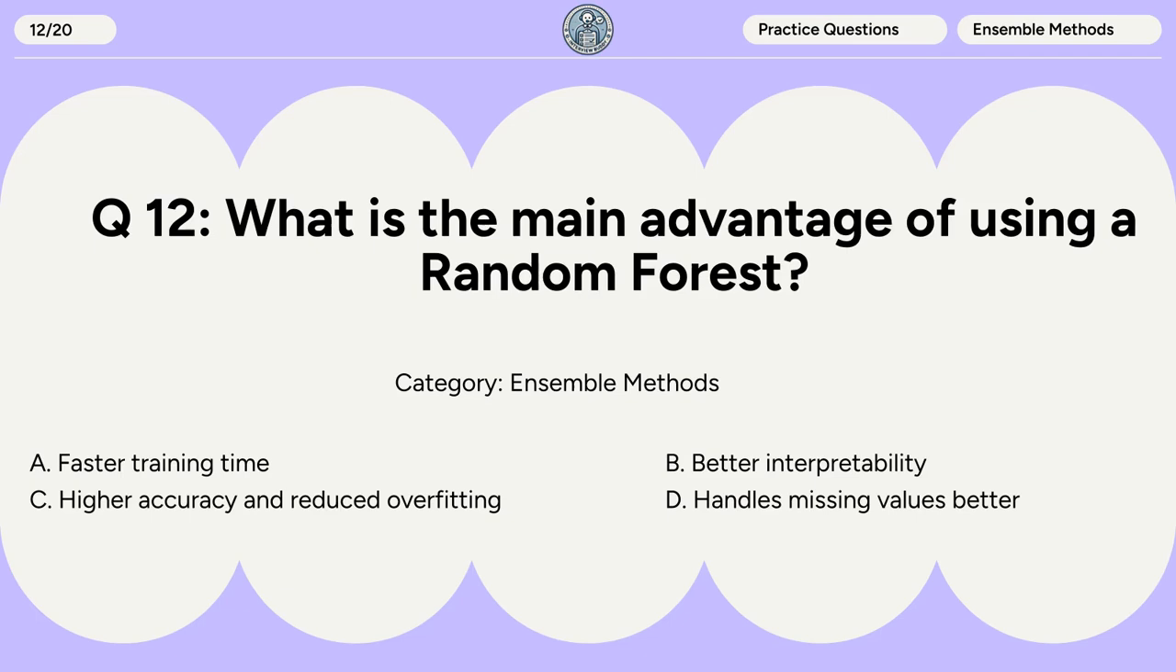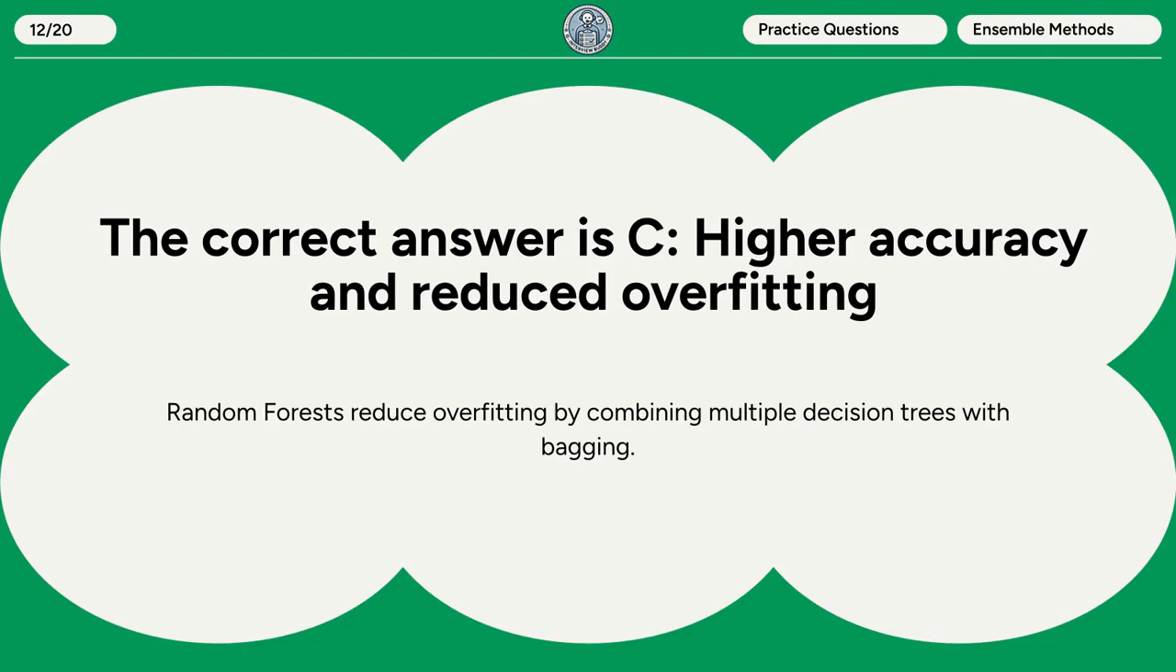Question 12. What is the main advantage of using a random forest? A. Faster training time. B. Better interpretability. C. Higher accuracy and reduced overfitting. D. Handles missing values better. The correct answer is C. Higher accuracy and reduced overfitting. Random forests reduce overfitting by combining multiple decision trees with bagging.